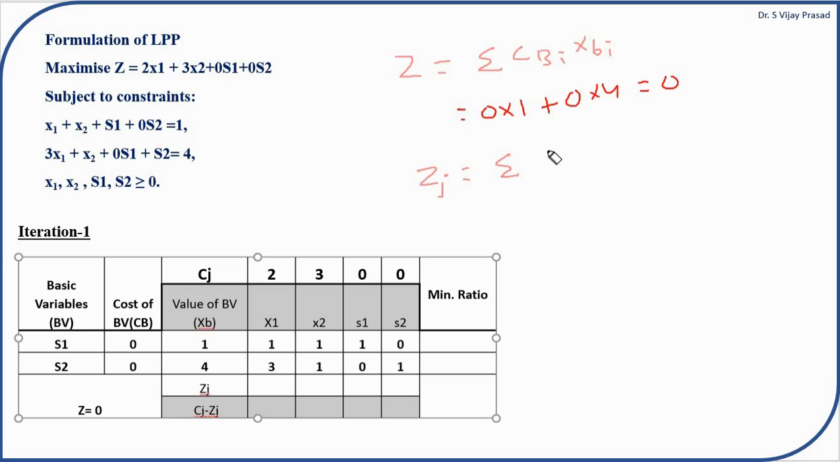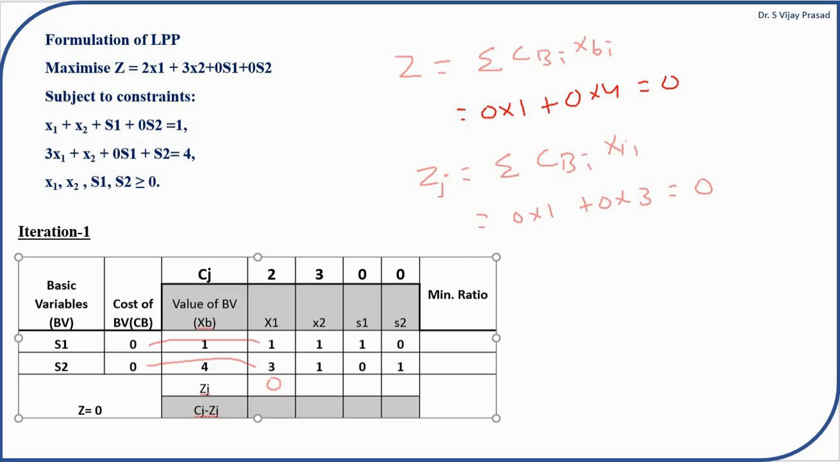ZJ is equal to the summation of CBI into X1I. The X1 column, that is the column vector, we are going to write down. This vector is multiplied by this vector, and each value is multiplied, then you are going to get the addition. Now for the first column, 0 into 1 plus 0 into 3 like this, which is also 0. CBI into X1I, this is 0.